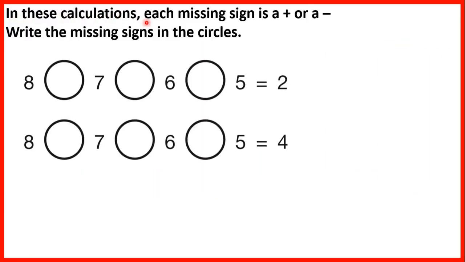In these calculations, each missing sign is a plus or a minus. Write the missing signs in the circles. So here we can try out different things and see what works. So if we have 8 minus 7, that's 1. 1 plus 6 is 7, and then 7 minus 5 is 2. So our missing signs are minus, plus and minus. And here 8 plus 7 is 15, minus 6 is 9, minus 5 is 4. So here we have plus, minus, minus.